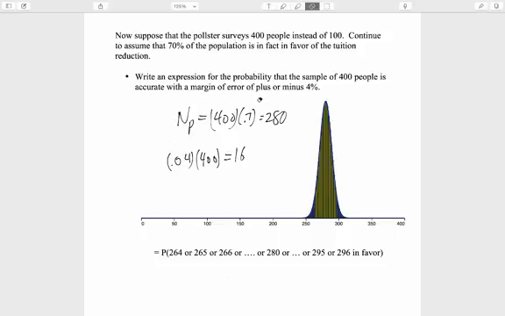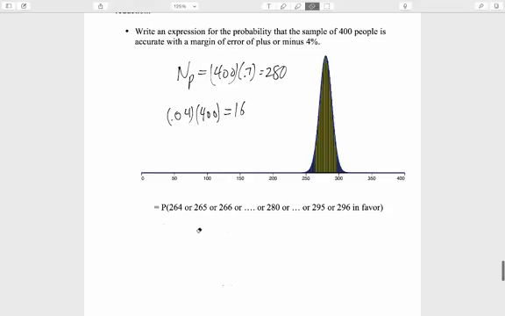When we roll up our sleeves and apply the binomial probability model, we have probabilities ranging from 400 choose 264, 0.7 to the 264, 0.3 to the 136. The 0.7 and the 0.3 are still the same, because the underlying Bernoulli trial is still the same. We're just performing 400 of them instead of 100. These exponents better add up to 400, but the 0.7 is raised to the number of yeses, and the 0.3 is raised to the number of noes. That corresponds to 264 in favor.